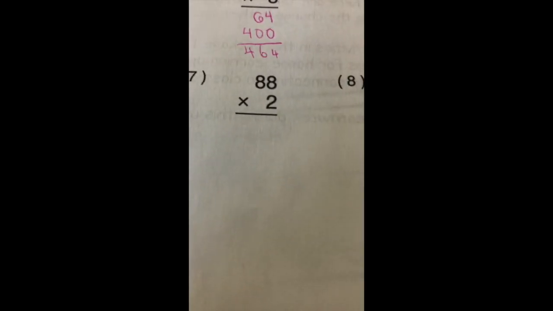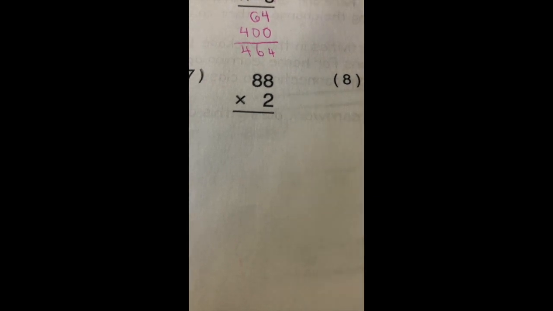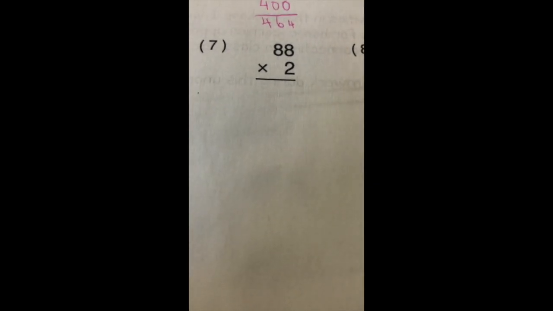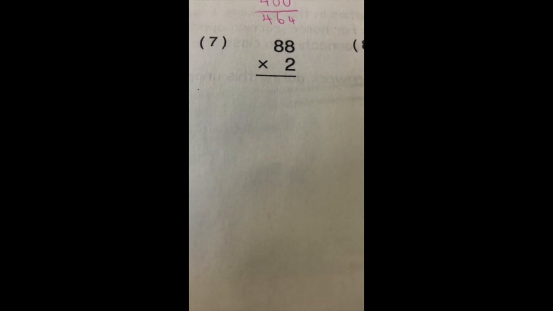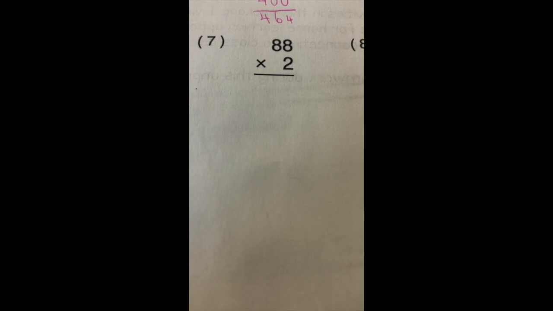Next one, 88 times 2. Now, I know that there are some kids in our class who are going to look at this and say, why would you do partial sums for this, Mrs. Oakes? Because it's times 2. And I know that some of you may have done this by just doing 88 plus 88, which is a repeated addition strategy. It's a great strategy. If that's what you did, awesome.